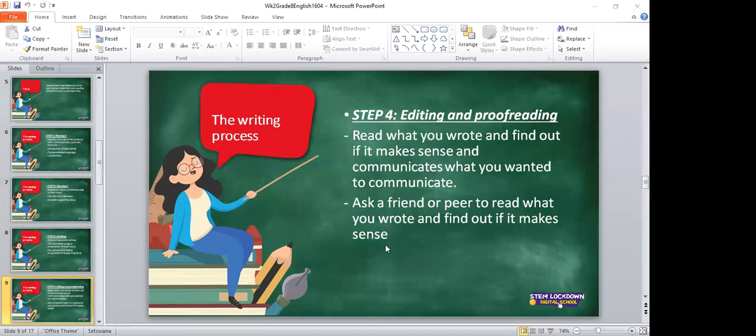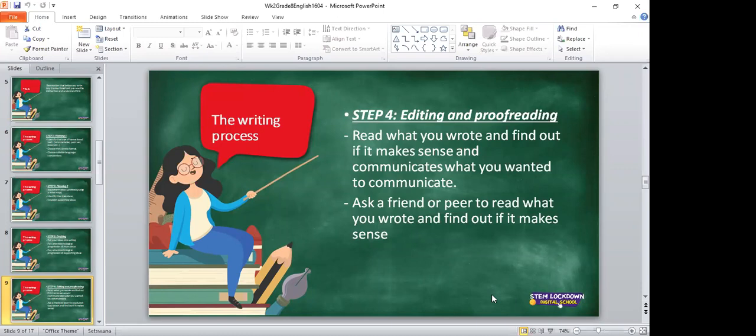Step four is when you edit and you proofread. So you read what you wrote and you find out if it makes sense and if it communicates what you want to communicate. When you edit and proofread, that is when you check your grammar. Is your grammar correct? Did you use the correct punctuation? Is there a comma where there should be a comma? Is there a full stop where there should be a full stop? Those types of things. You check grammar, you check the spellings of what you've written. You read what you've written and ask, if somebody else was reading it, will they understand it?